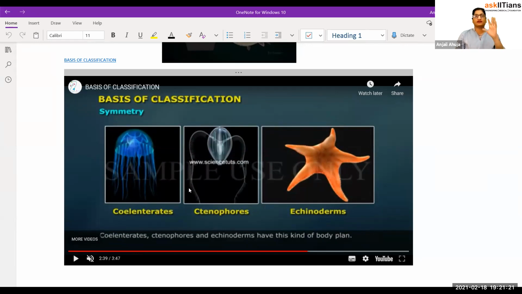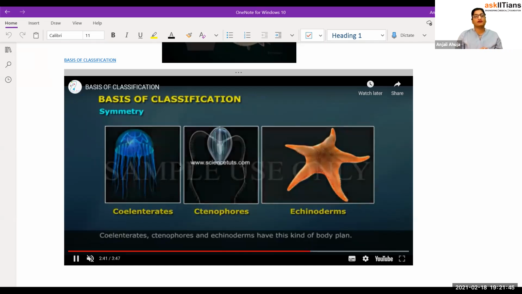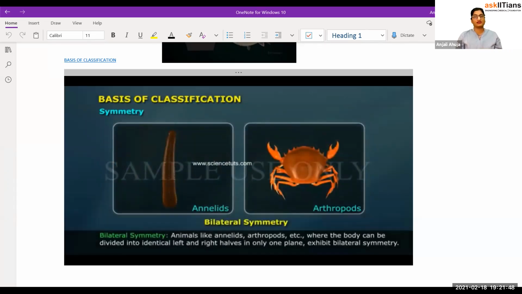Ctenophores are actually what you must have seen in the water, which show bioluminescence. They are illuminating, like glow worms that glow up in the water. That category is ctenophores. So these are all examples of radial symmetry. Now the third one is bilateral symmetry. Bilateral symmetry means there's only one single plane passing through the center and cutting it into two identical halves, like us, arthropods, annelids.